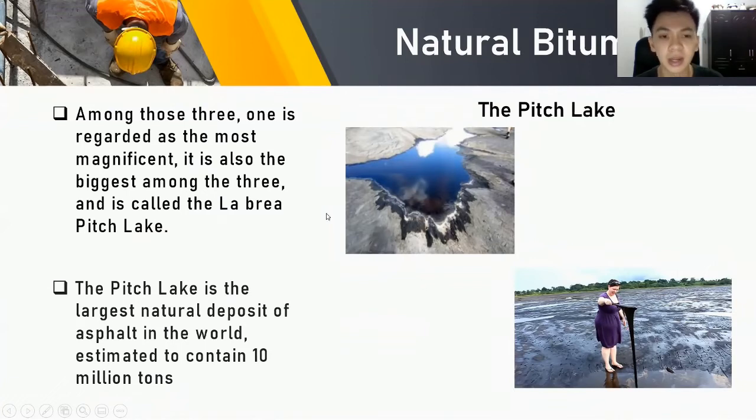Okay? So dito nakuha yung term na pitch. Sa Pitch Lake kasi halos lahat ng ating bitumen dito nakukuha. Okay, sobrang laki niyan. So ito si ate kumukuha ng bitumen. Ayun, nakita yung lagkit.